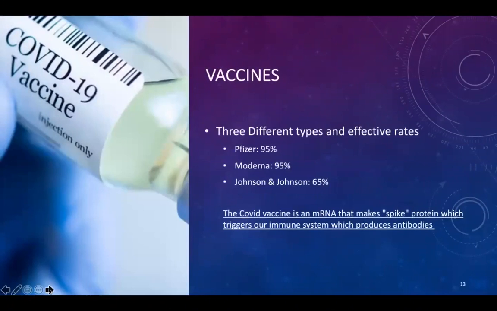There are 3 vaccines that are out in the U.S. that are available for anyone above the age of 16. Pfizer and Moderna are 2-shot vaccines with 95% effectiveness. Johnson & Johnson is a single-dose vaccine with 65% effectiveness. However, Johnson & Johnson vaccine distribution is on a pause as of right now. And the COVID vaccine is an mRNA that makes spike protein, which triggers our immune system, which produces antibodies.